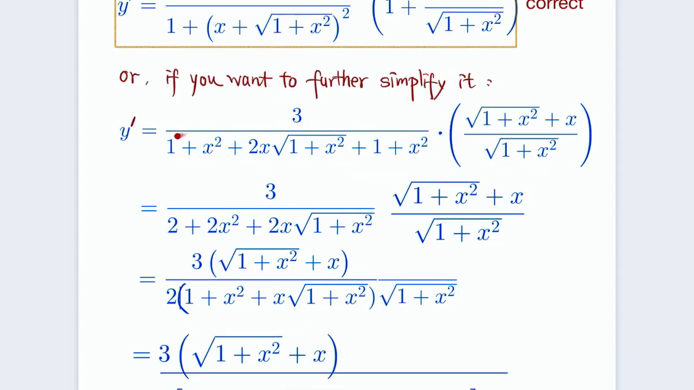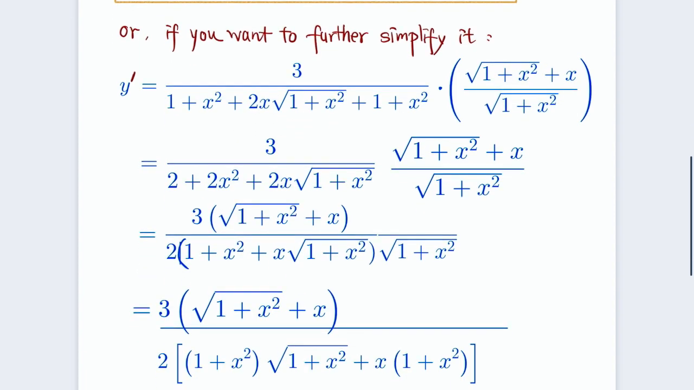Over here, we simplify the denominator. 1 plus 1 is 2. x squared plus x squared is 2x squared. And here we have this quantity. And this one here, you copy that down. Notice that all of this has 2, so we can take out the 2 as a common factor right here. And now we have 3 times this over 2 times, here becomes 1 and x squared becomes x, times square root of 1 plus x squared, this quantity, and then multiply with square root of 1 plus x squared.